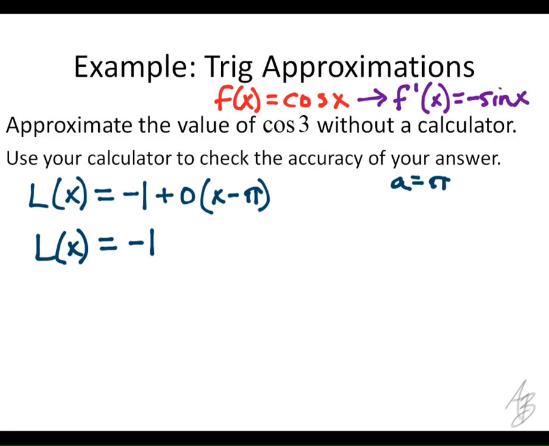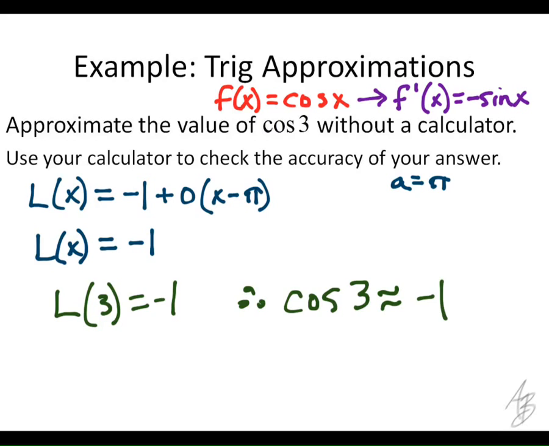So let's see how accurate we are. If we plug in 3 here, the linearization at 3 is going to be -1, which means that cosine of 3 is approximately equal to -1. Let's see how close we are. Use your calculator to check. Be sure you're in radian mode. If you get an answer close to 1, that means you're in degree mode. Did you get -.9898, you said?